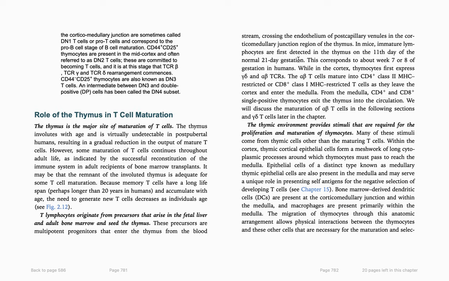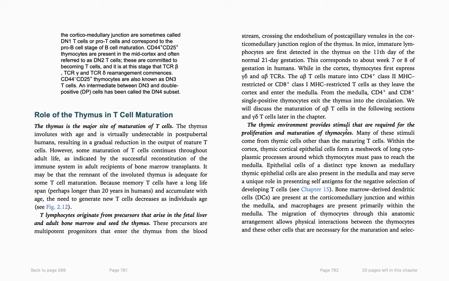In mice, immature lymphocytes are first detected in the thymus on the 11th day of the normal 21 days of gestation. This corresponds to about 7 to 8 weeks of gestation in humans. While in the cortex, thymocytes first express gamma delta and alpha beta T cell receptors. The alpha beta T cells mature into CD4, class 2 MHC restricted, or CD8, class 1 MHC restricted T cells as they leave the cortex and enter the medulla. From the medulla, CD4 positive and CD8 positive single positive thymocytes exit the thymus into circulation. We will discuss the maturation of alpha beta T cells in the following section and gamma delta later in the chapter.